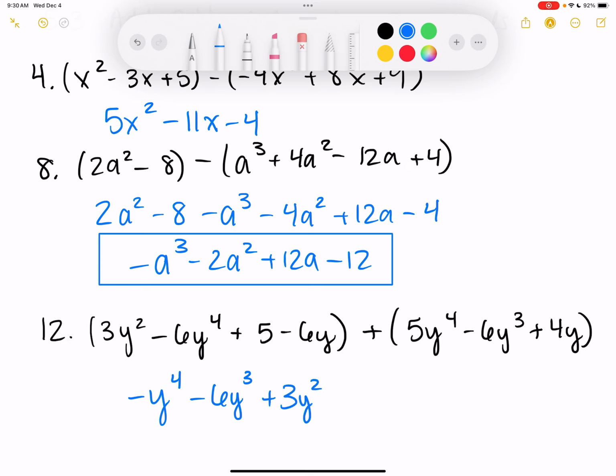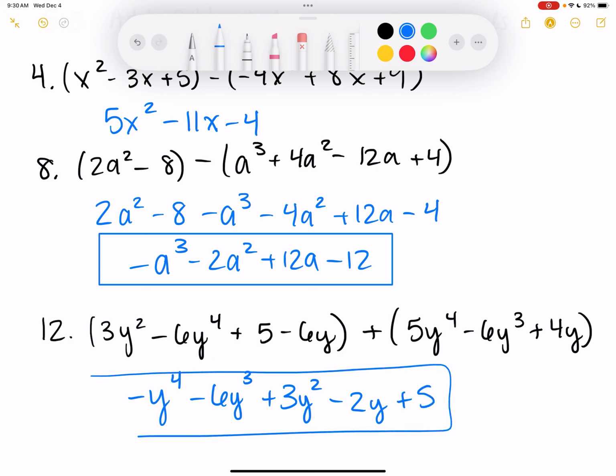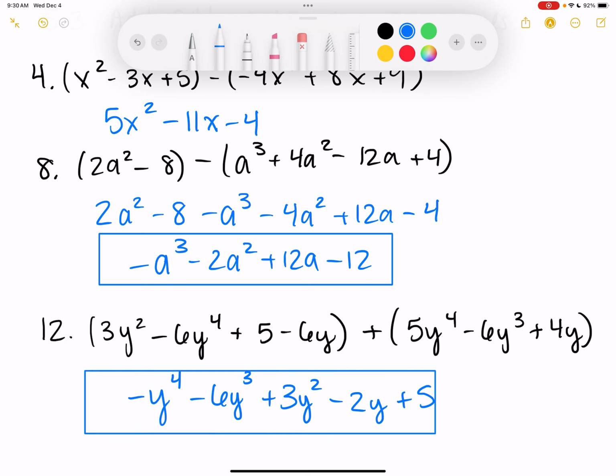Then the y terms, I've got a negative 6y plus a 4y, so that's negative 2y. And then the constant term, I just have it in the first one, so plus 5. So however you want to do it to get to the answer and get it in standard form is fine with me. I do not care, but that is what I would do myself.